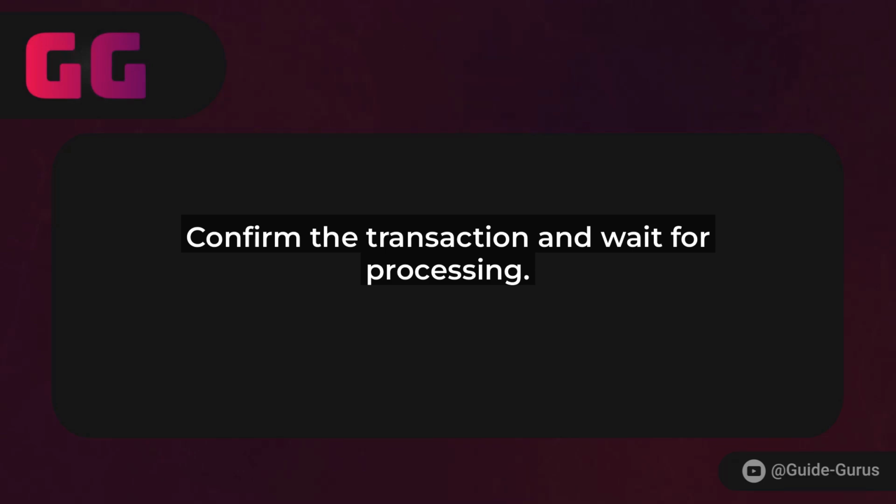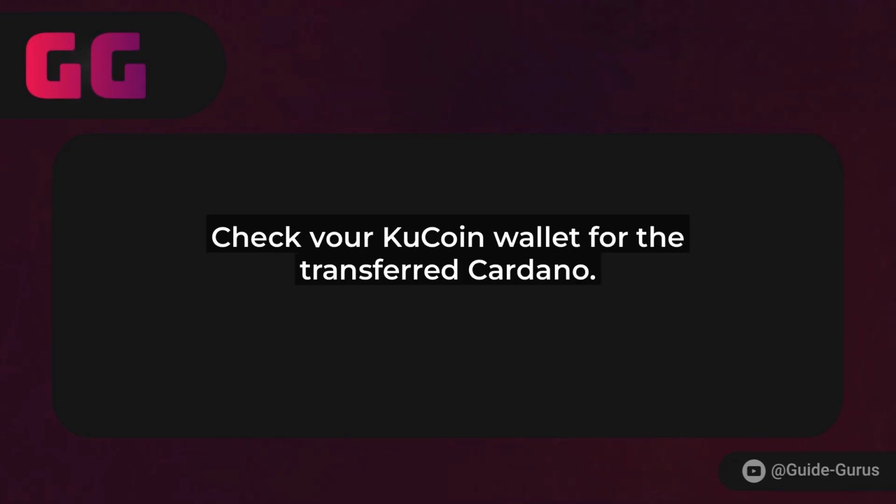And there you have it. You've successfully transferred your Cardano from XMO to KuCoin. Always be cautious with crypto transfers, as they're irreversible.